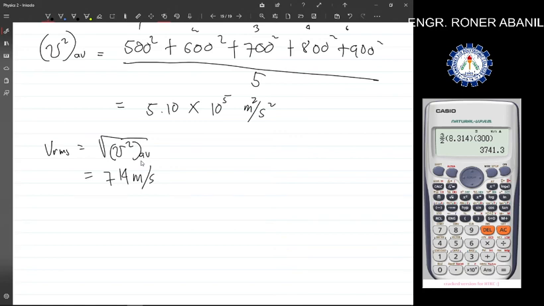So, meron na tayo BRMS, yung B average naman. Yung B average naman, tanggalin lang natin tong 2 dito. So, magiging 500 plus 600 plus 700 plus 800 plus 900 over 5, ang B average natin ngayon is lalabas is 700 meters per second. And this is our final answer for this example. Okay?